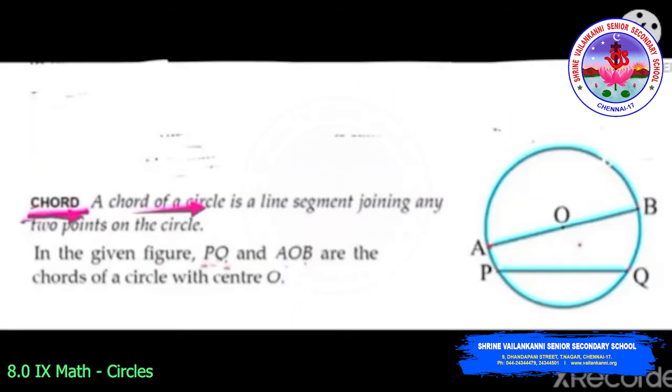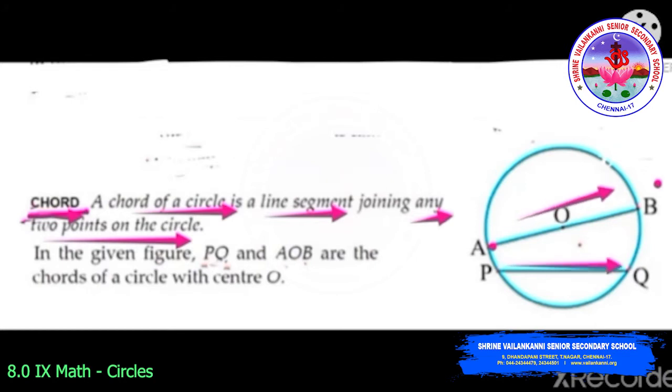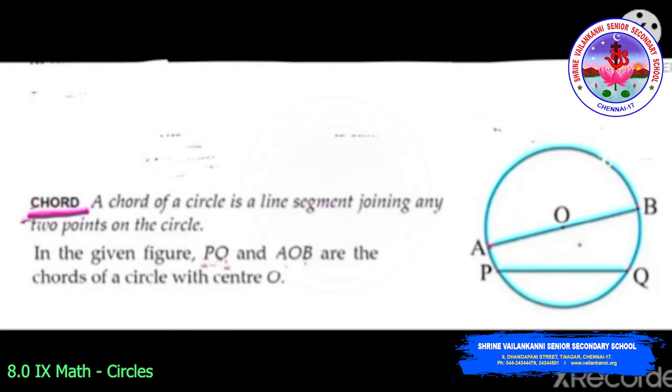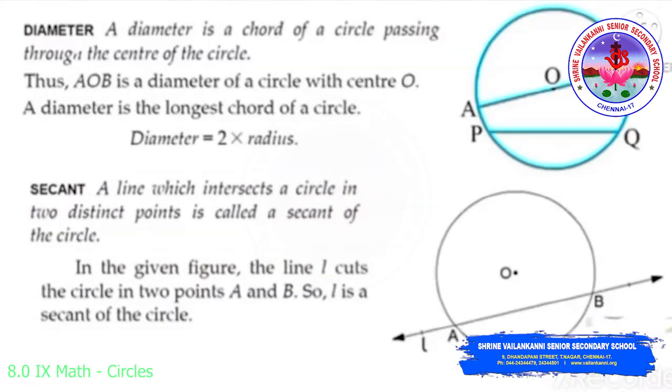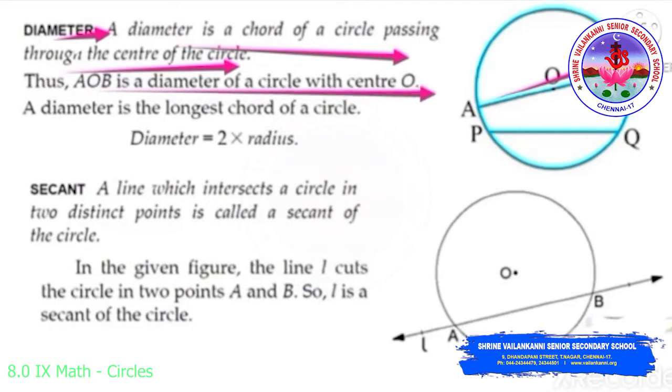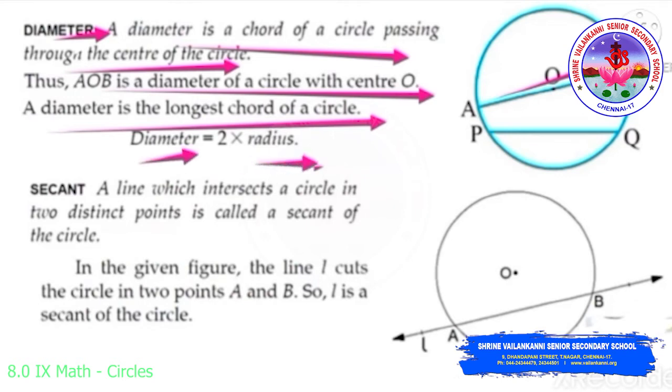Chord. A chord of a circle is a line segment joining any 2 points on the circle. Here PQ and AB are the 2 chords of a circle with center O, where the chord passing through the center O is called a diameter. Diameter. A diameter is a chord of a circle passing through the center of the circle. In the adjoining figure, AB is a diameter with center O. A diameter is the longest chord of a circle. So diameter is equal to 2 times the radius.